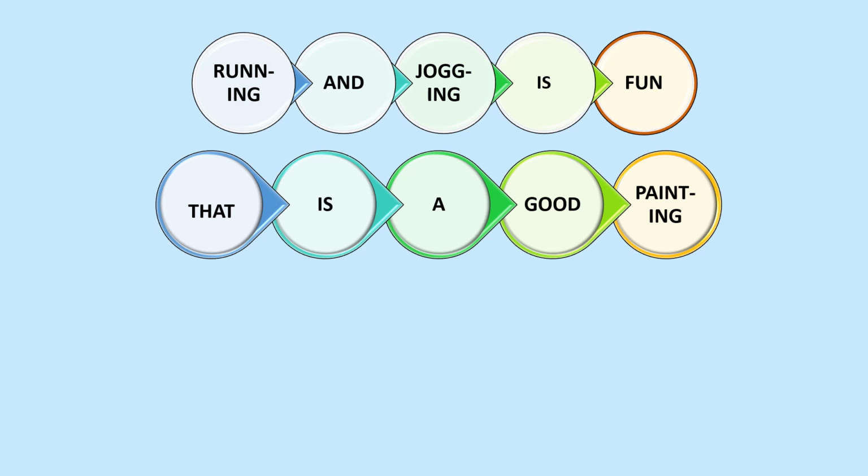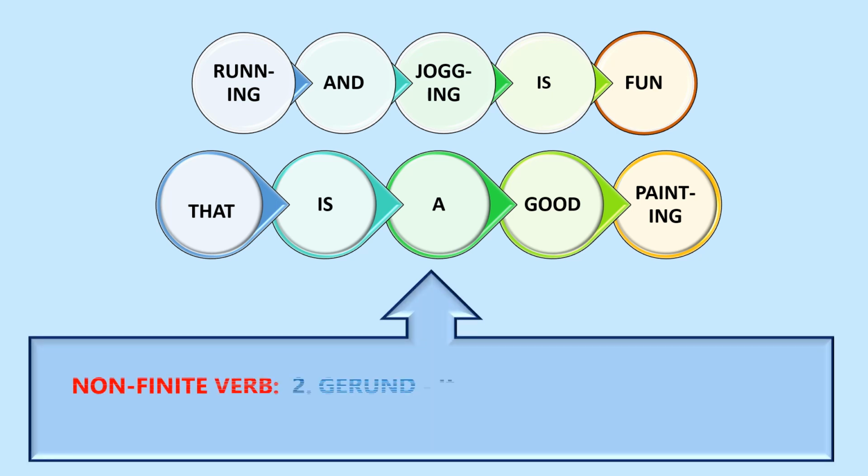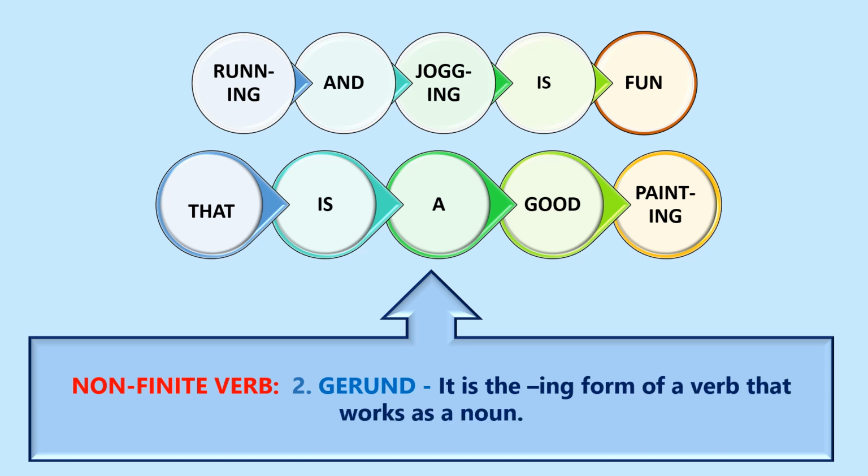What? Painting. Again we get the word which is a naming word for something which is called a painting. So now running, jogging, painting, though they are actions, they are used in these sentences as naming words or nouns. And that brings us to the second non-finite verb, that is a gerund. Gerund is an ing form of a verb that works as a noun or a naming word. So all gerunds are ing words and they are verbs but work as nouns in sentences.